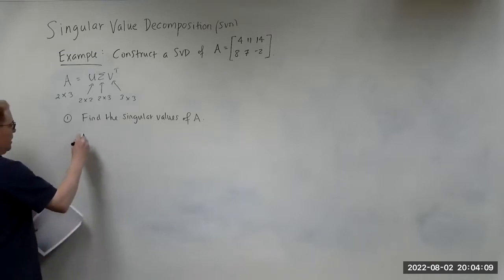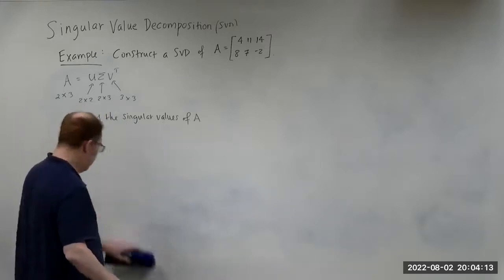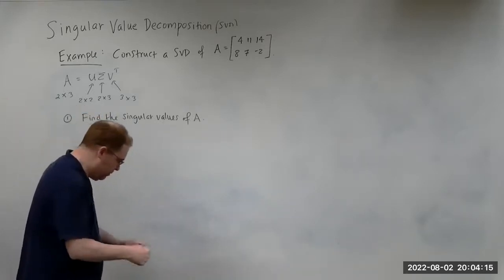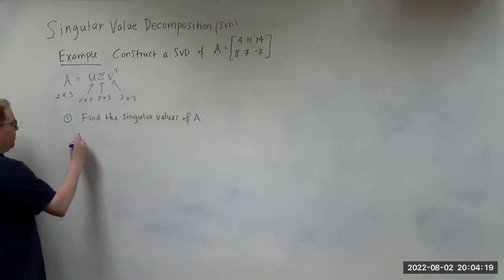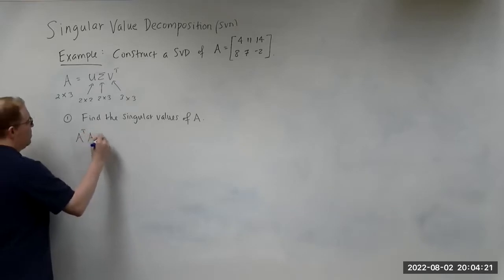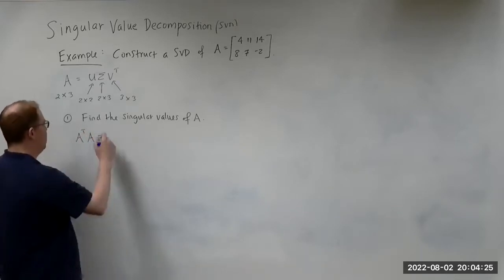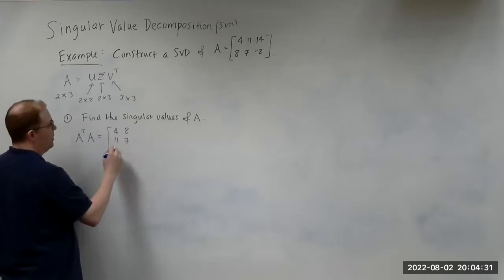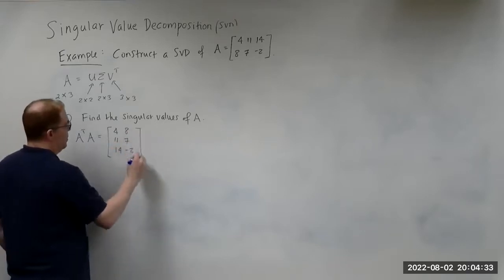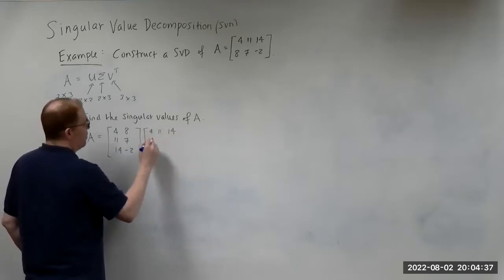Right, so we have A transpose A, and I'll do this in a different color here. Typically I do these like this. All right, so this is going to be 4, 8, 11, 7, 14, and minus 2. So you probably already know how to do this part.